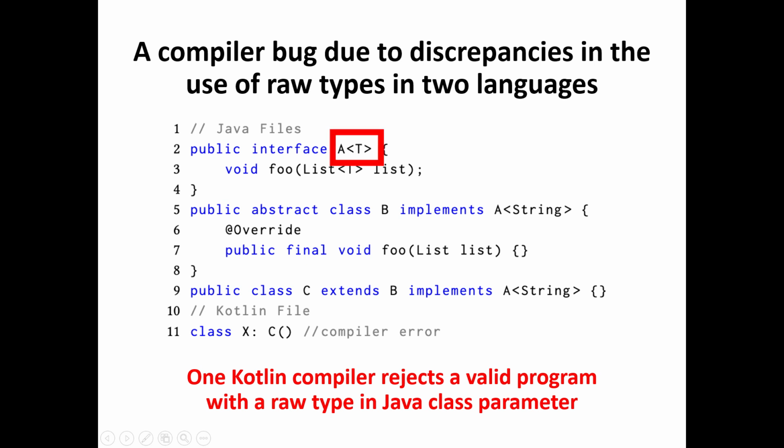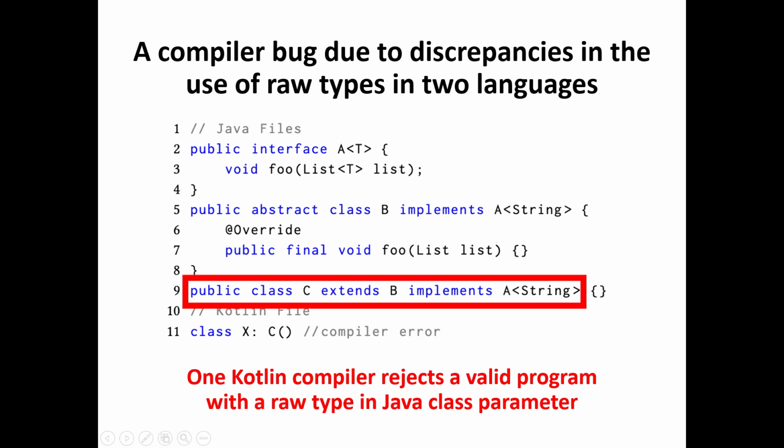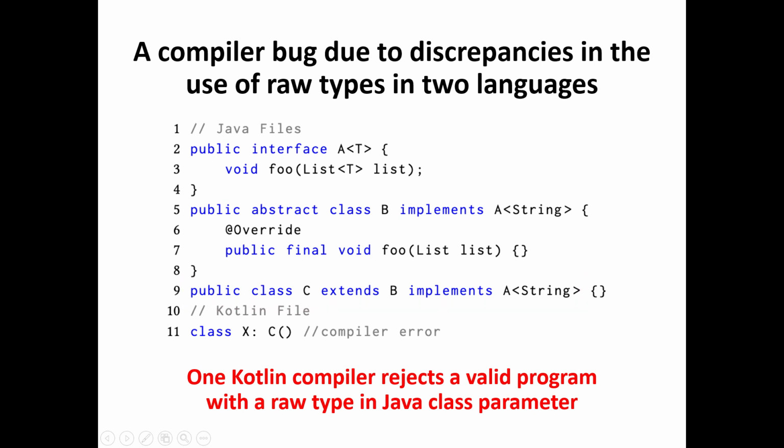Here we have a Java interface A with a method foo, with a parameter whose type is List<T>. A Java class B implements A and overrides foo with a raw type. A class C extends B and also implements A. Everything's fine so far in Java, but when a Kotlin class X extends C, the Kotlin compiler rejects it, complaining that X hasn't overridden foo.